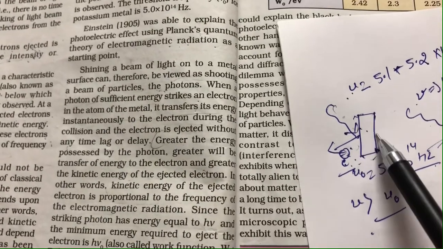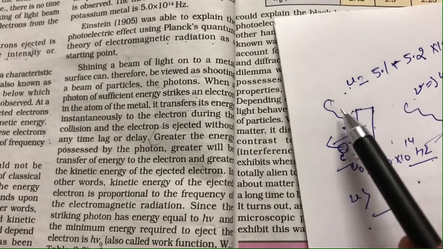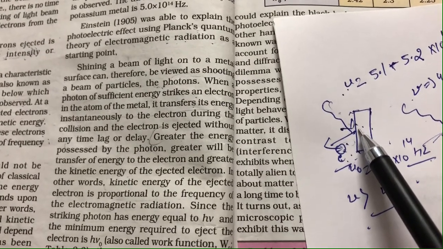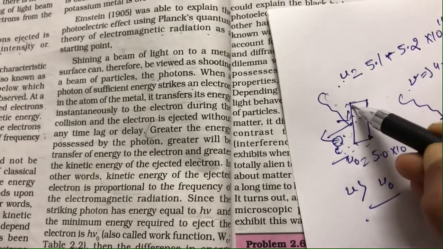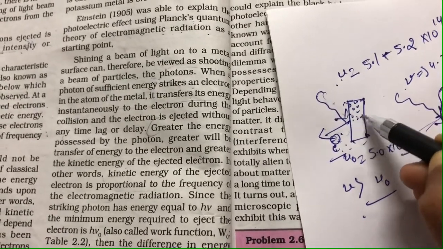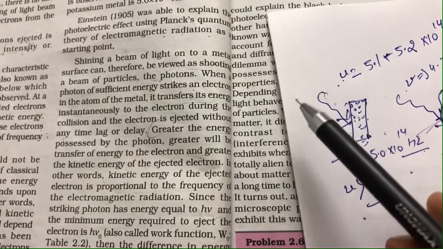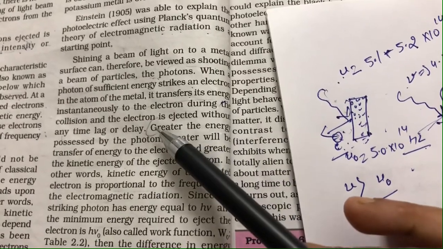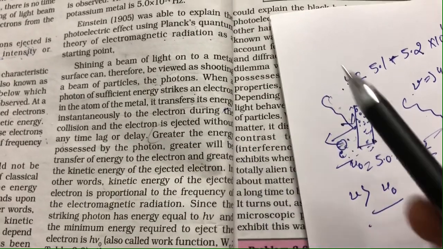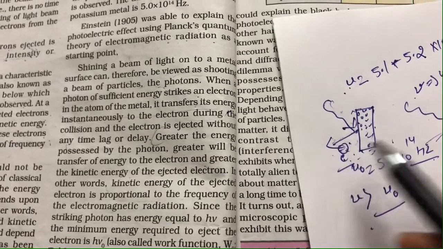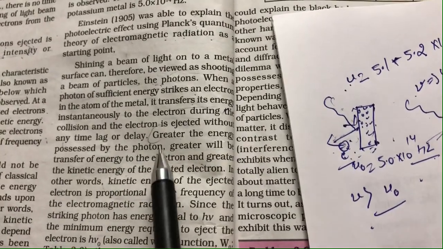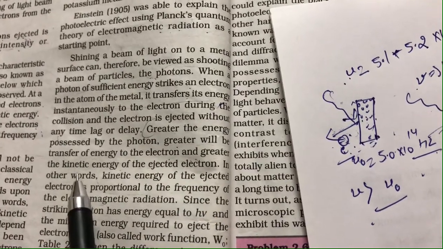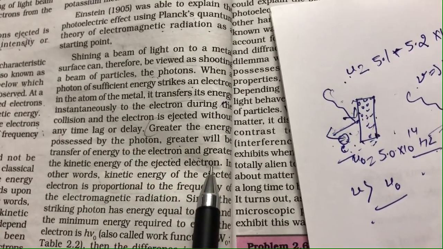As you can see here, when a photon of sufficient energy from this light radiation strikes the electrons in the atoms that exist in this potassium rod, it will transfer its energy to the electron and results in the ejection. The electron will immediately eject out. Greater the energy possessed by the photon, greater will be the transfer of energy to the electron, and greater is the kinetic energy of the ejected electron.